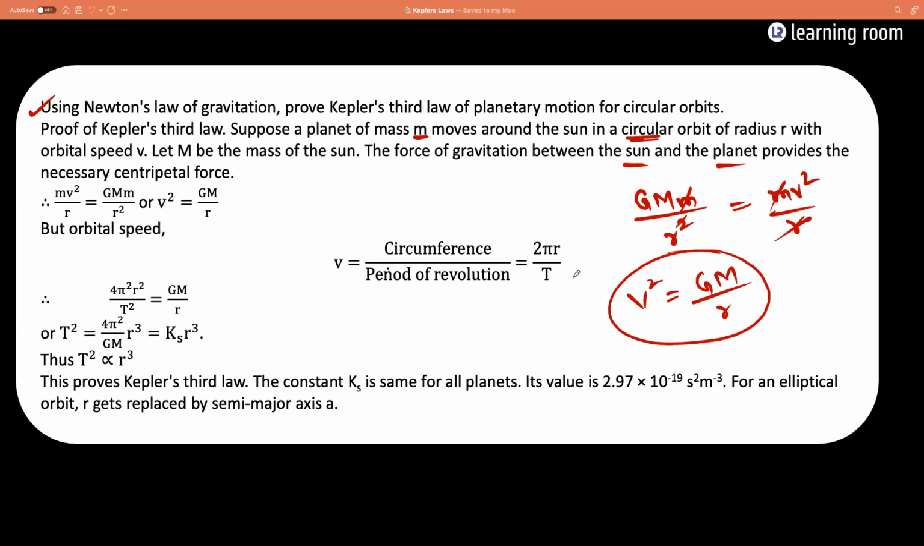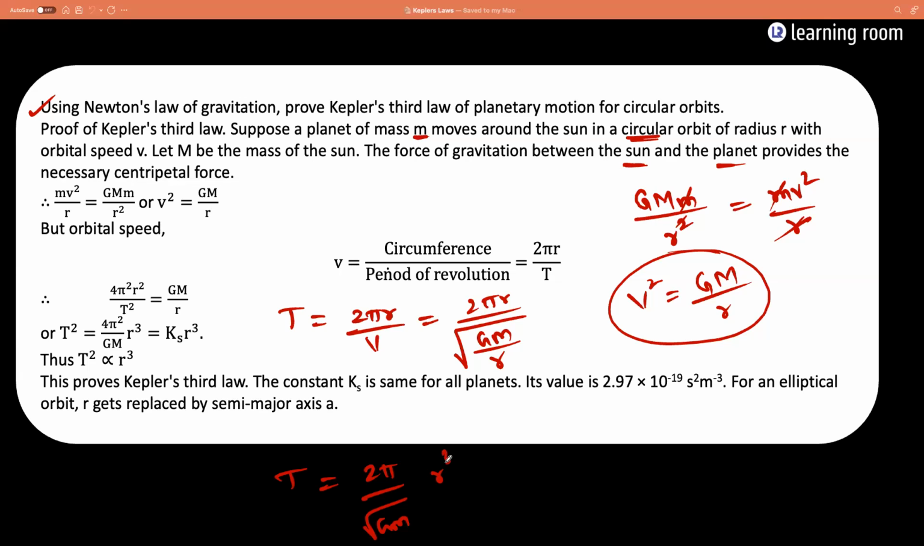Capital M divided by r. Now, our job is to find the time period. So, time period can be written as circumference divided by speed. Circumference is 2πr divided by speed, which is root of GM divided by r. So, T will be equal to 2π divided by root of GM into r power 3 by 2.